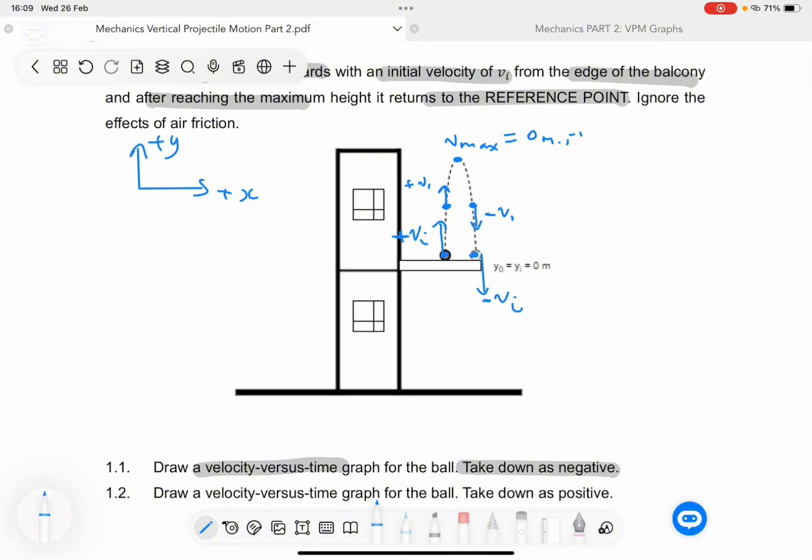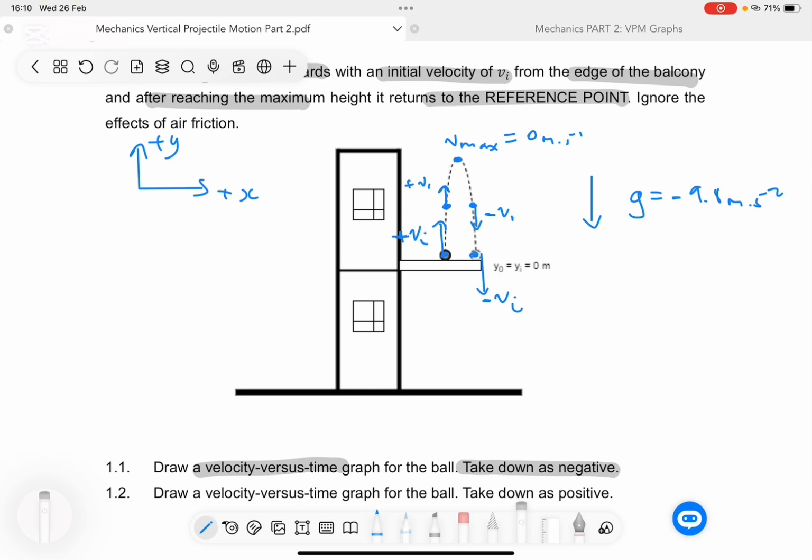Now, during this motion, whether the projectile is going up or going down, we always have the acceleration due to gravity going downwards. That is a vector that goes downwards like that and is defined by g equals 9.8 meters per second squared. Because we chose down as negative and this vector is going downwards, it will then be a negative 9.8.